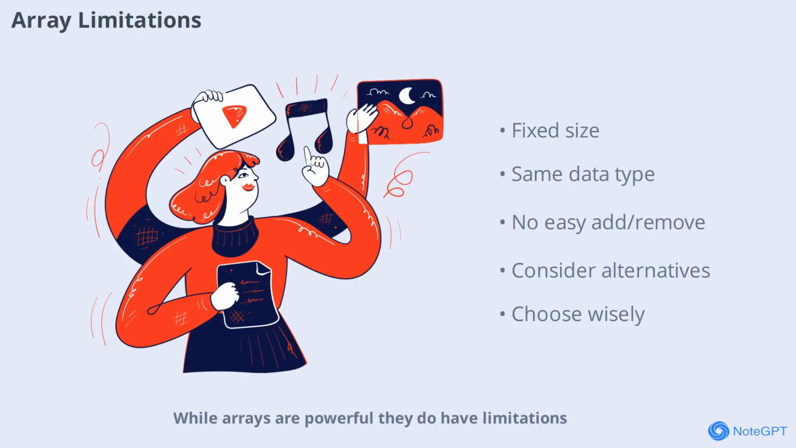While arrays are powerful, they do have limitations. The size of an array is usually fixed when it's created, meaning you can't easily add or remove elements later. Also, all elements must be of the same type. If you need a more flexible structure, you might consider using lists or other dynamic data structures. Understanding these limitations helps you choose the right tool for your programming tasks.